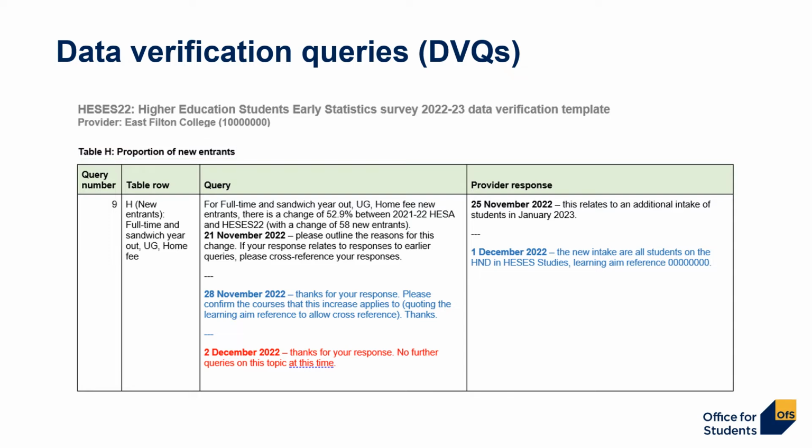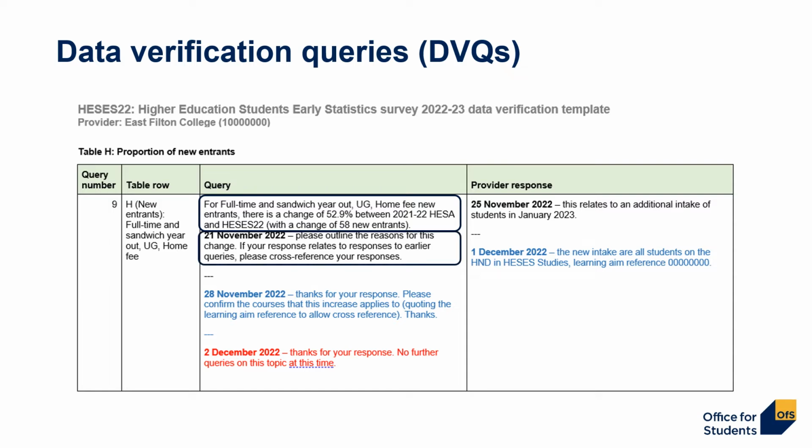We won't show the comparison table itself here or the highlighting on it because we just want to show the format of the data verification queries. Under the heading Table Row, the relevant place on the table is identified, in this case the row for full-time and sandwich year out home fee undergraduates.